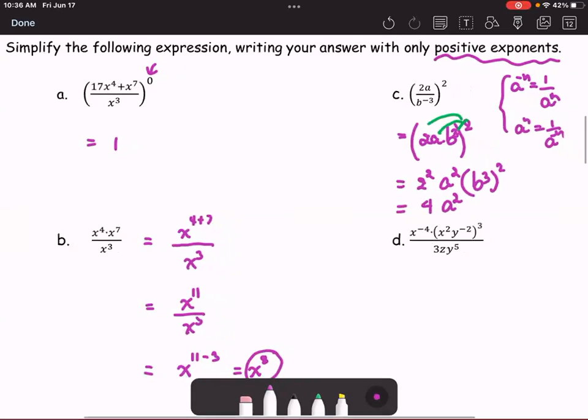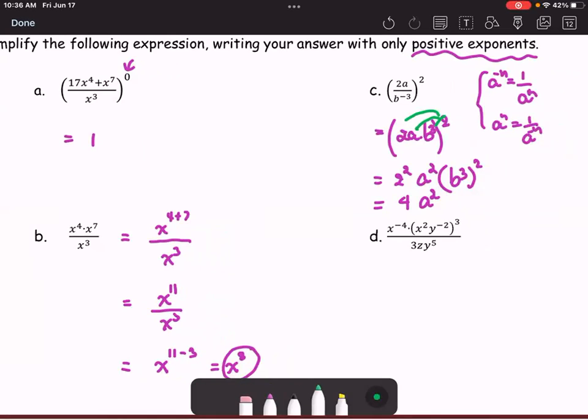And then the last portion, we're going to use the property that b to the n, all to the power m, is the same as b to the n times m. That means we're going to multiply 3 and 2 together, and it becomes b to the power 6. So this is our solution for part C.